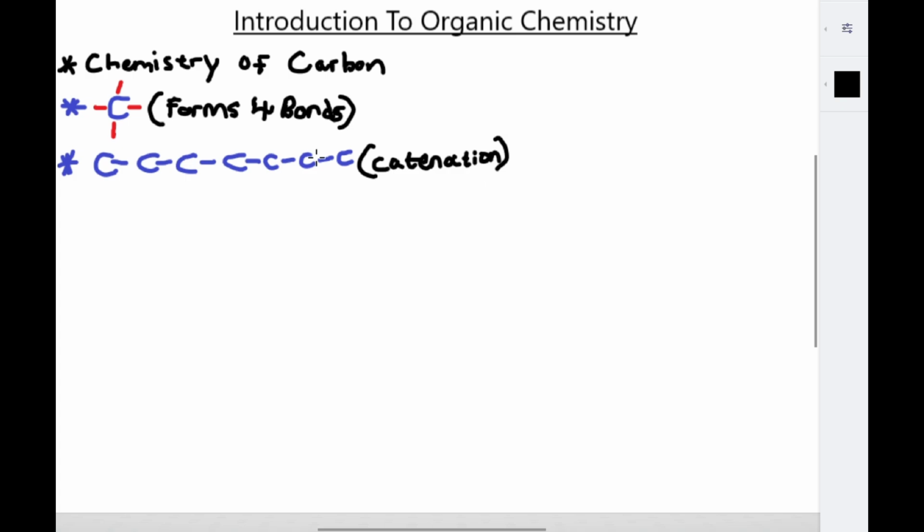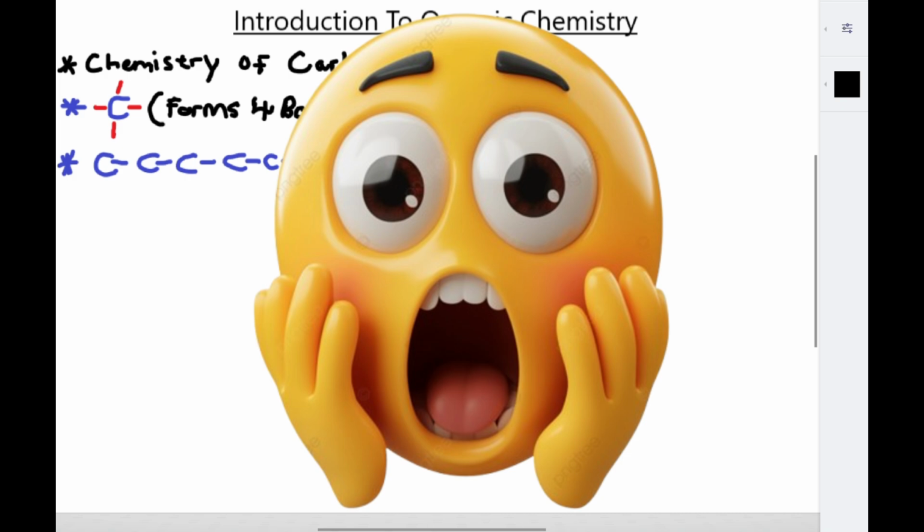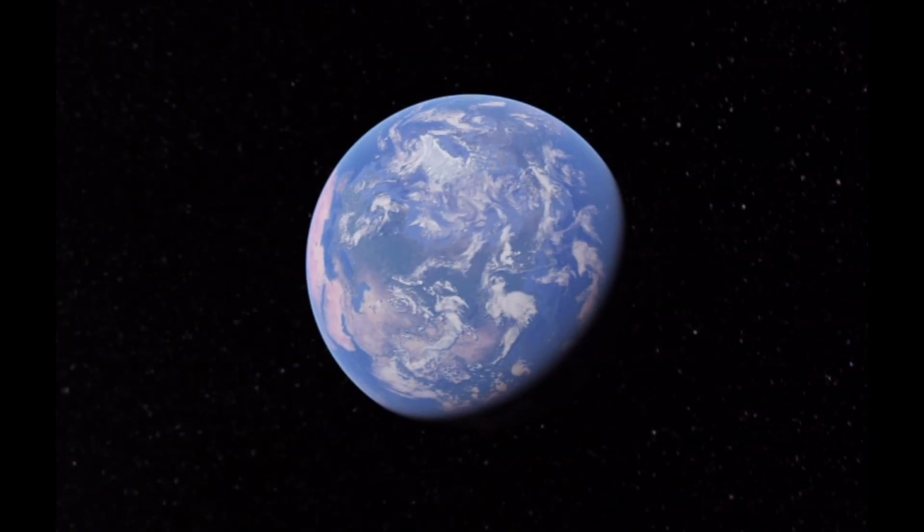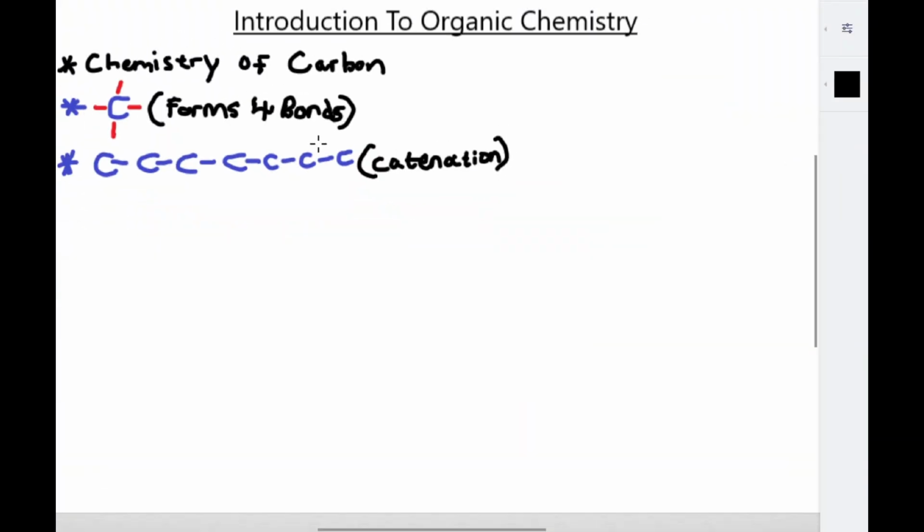That is catenation. The carbon atom is also important in our bodies, because the DNA structure in our bodies is made of carbon atoms. This supports the idea that the carbon atom is the most important atom in the world, because our DNA molecule contains carbon. This is the chemistry of the carbon atom.